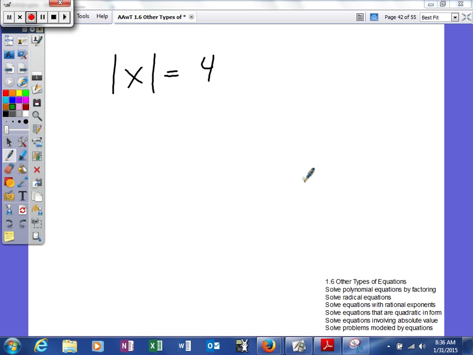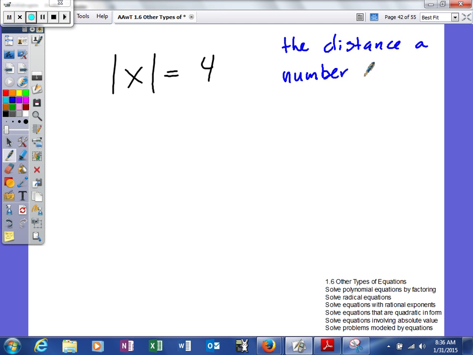All right, what we're doing this time is solving equations involving absolute value. So just a quick little reminder, absolute value is the distance a number is from 0 on a number line. That's basically our definition of absolute value: the distance a number is from 0 on the number line.